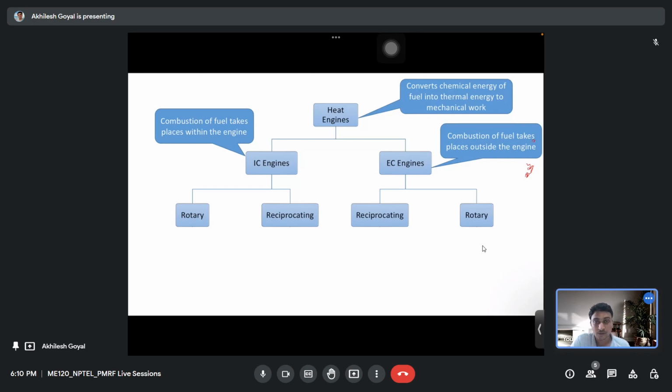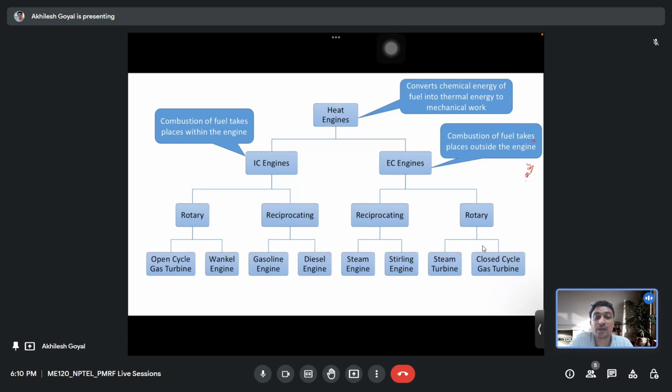Okay, and again these rotary and reciprocating engines are also classified according to the fuel used, or the cycle they work on. Like in the case of IC or internal combustion engine, these rotary engines can be divided into two parts, that is Wankel engine and open cycle gas turbine. So open cycle gas turbine we will be talking about in the next few chapters. And in the case of reciprocating engine, it is a gasoline engine, that is also called petrol engine. Okay, and the second is diesel engine.